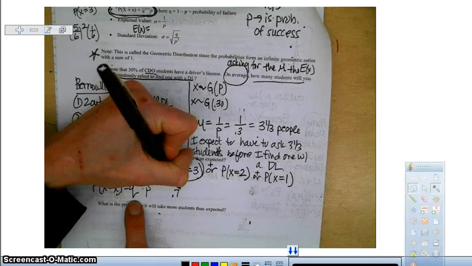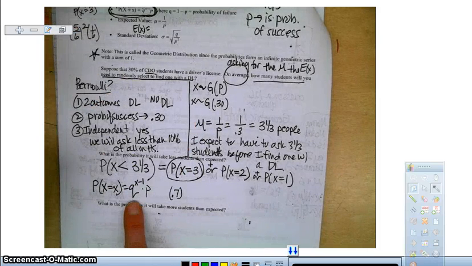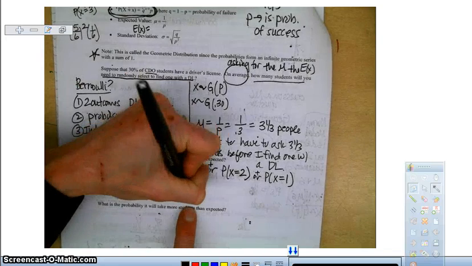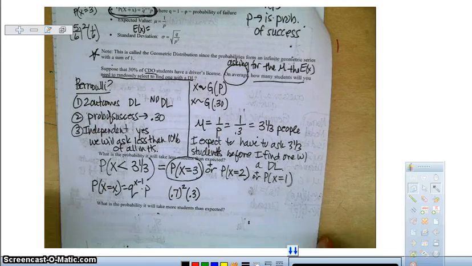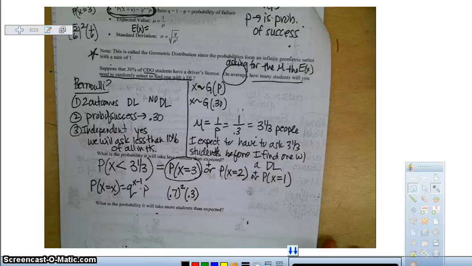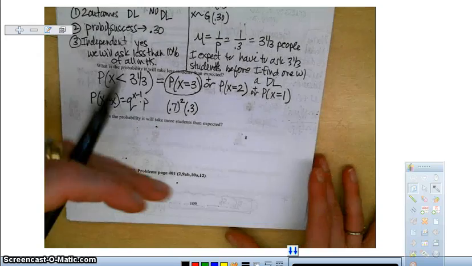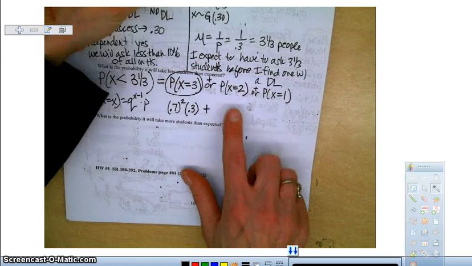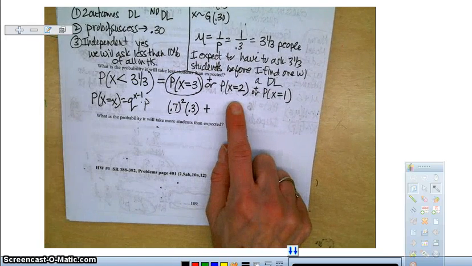0.7 raised to the, how many people are going to say no if I ask 3 people? 2 of them, to the second power, times the probability of success, or 0.3. That's always the last one. It's only there once. The probability of success is just there one time because the last person says yes and then you quit. Okay, plus, now the other scenario is I only had to ask 2 people.